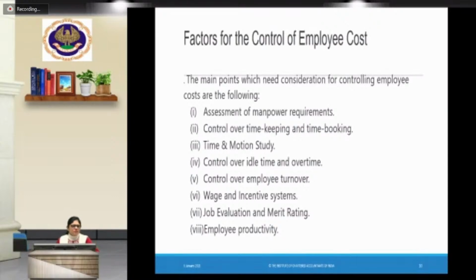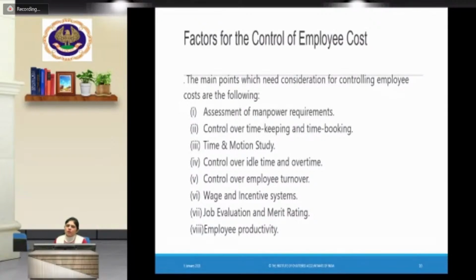Engineering and work study department and human resource department, both are not the same. Human resource department is more of a personnel department, and engineering department is more of a technical department. It works on the job. What are the technical aspects of the job? What are the technical requirements of the job? All right. So let us proceed.